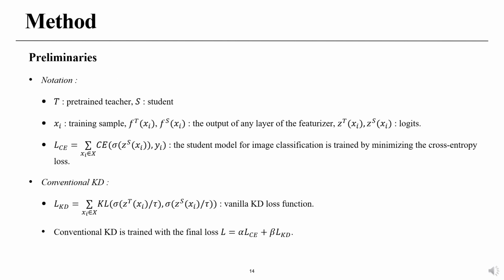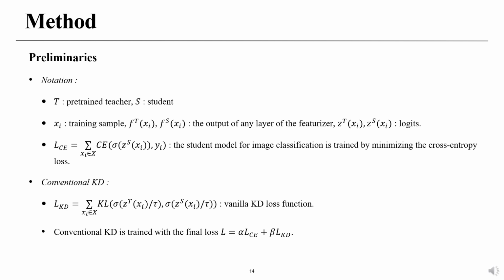In this section, I'm going to introduce our methodology, named TopKD, and revisit the conventional KD. Given a pre-trained teacher, T, and student, S, each model consists of a featurizer and a classifier. For the teacher model, the output of any layer of the featurizer for a training sample xi is represented as f_t(xi), and the pre-activated output of the classifier is indicated as z_t(xi). Similarly, the outputs of the featurizer and classifier of the student network are expressed as f_s(xi) and z_s(xi), respectively.